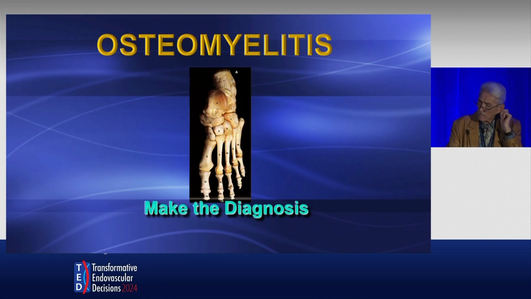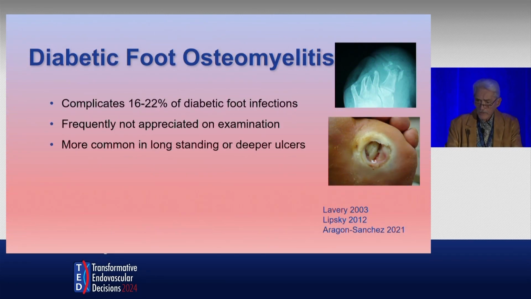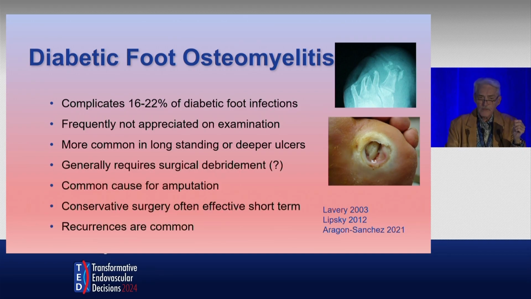So let's talk about osteomyelitis, and my talk, luckily, is just focused on diagnosis. It's impossible to talk about osteomyelitis in 10 minutes. But we know that osteomyelitis complicates the diabetic foot in about 16 to 20% of diabetic foot lesions. This is just based on prior literature. And most frequently, it's not appreciated on clinical exam because you're not looking for it. If you look for it, you're going to find it, and especially in long-standing, deeper, larger ulcers.